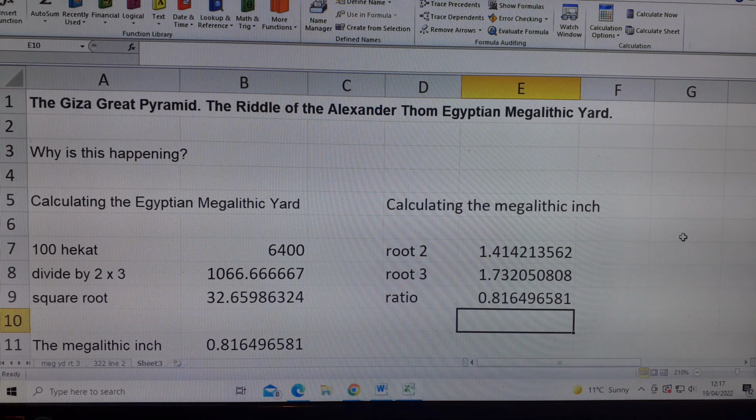Why is it happening? What's the version of pi that's being used? And how on earth can the ratio between root 2 and root 3, the real root 2 and root 3, calculated by this Excel spreadsheet, equal this Egyptian version of the megalithic yard of 32.65986324, and when we divide it by 40, we get the ratio. It's just incredible. So I'll stop there and see what you think about it, see if anybody can work it out.